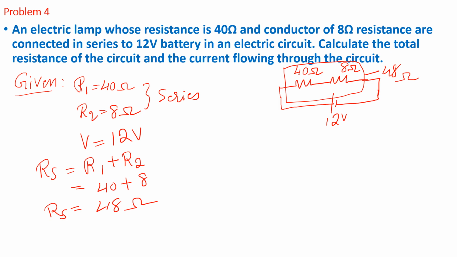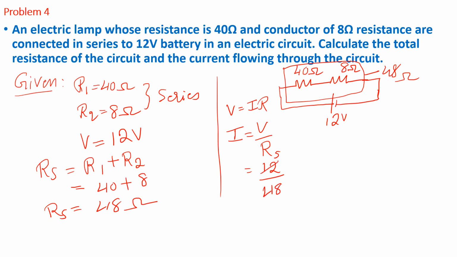Now they have asked us to calculate the current. So current I is equal to V by R. From where do we obtain this? From Ohm's law, V is equal to IR. From this I can write I equal to V by R. But V is given, R we have already calculated, it is nothing but Rs. So V is 12 divided by Rs, that is 48. So 12 ones are 12, 12 fours are 48, which is equal to 1 by 4, which is equal to 0.25 amps.